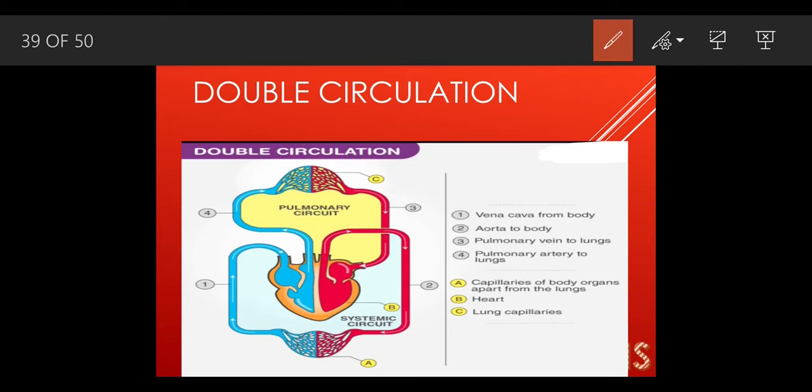Now what happens then? When the blood moves from the right atrium to the right ventricle, for getting oxygenated, it moves to the lung. So when the blood is in the right ventricle, here, right ventricle, it moves to the lungs.